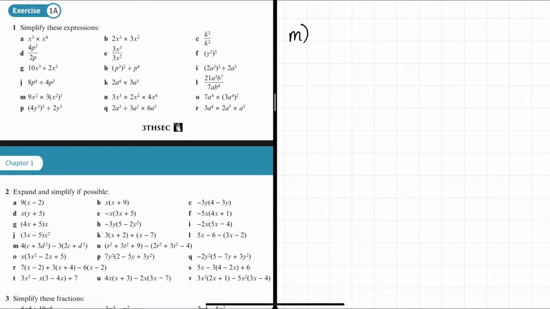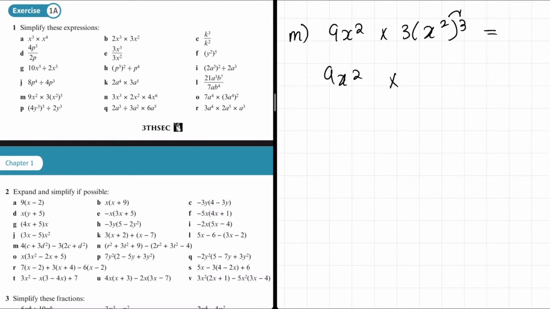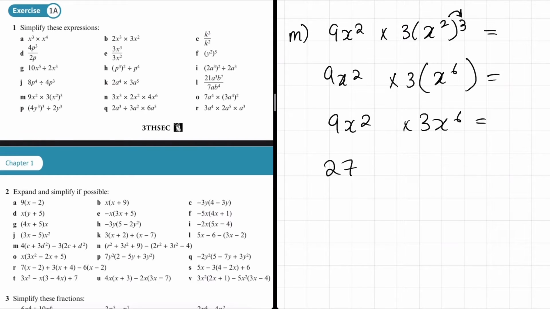M. 9x squared times 3x squared to the power of 3. Well, we have 9x squared times, let's expand the power first. So we've got 3 cubed x to the power of 6. So we've got 9x squared times 3x to the power of 6. 9 times 3 is 27. And then x to the power of 2 times x to the power of 6 is x to the power of 8.